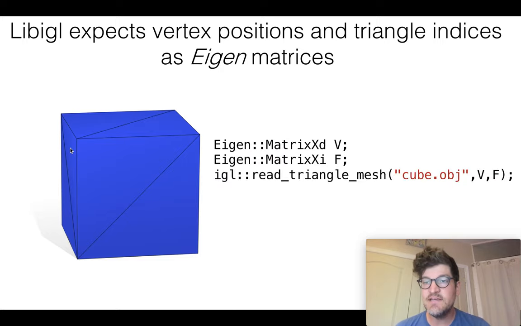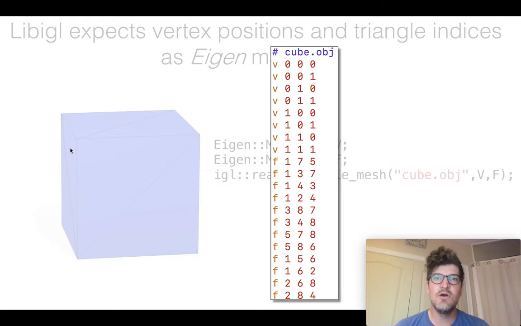We could also read in a cube OBJ from a file, and we saw that before in the coding example, that read triangle mesh will store the contents of the OBJ into the V and F matrices. If we look at what's inside of an OBJ of a triangle mesh for a cube, what we'll see is something very familiar at this point. We're seeing exactly the V and F matrices laid out in the OBJ format.